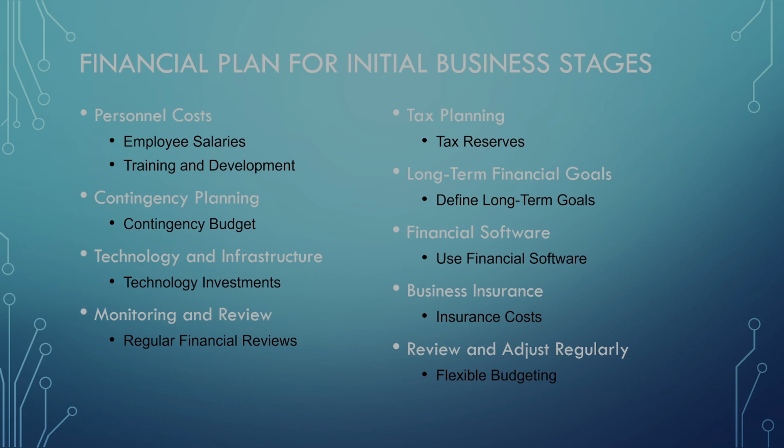Business insurance. Insurance costs. Include costs for business insurance to mitigate risks. This may include liability insurance, property insurance, or other types depending on your industry. Review and adjust regularly. Flexible budgeting. Understand that your initial budget may need adjustments based on actual performance and changing market conditions. Regularly review and adjust the budget as necessary.